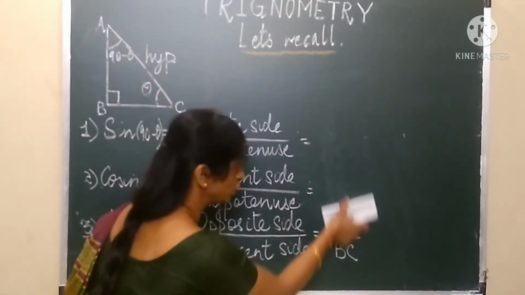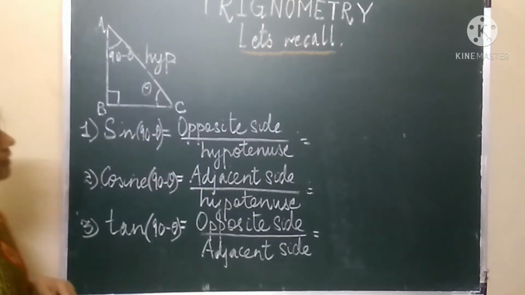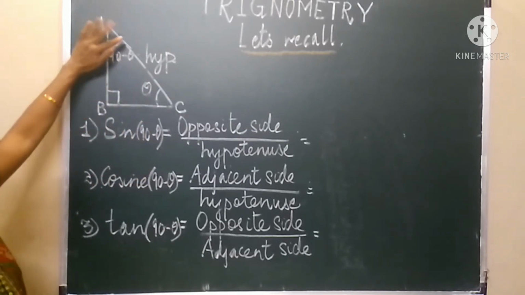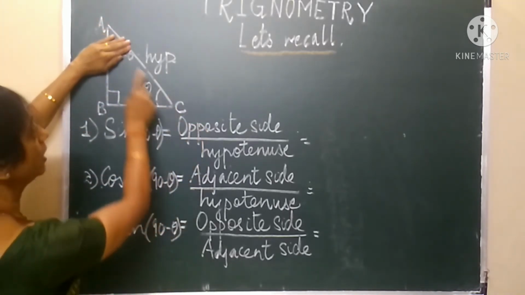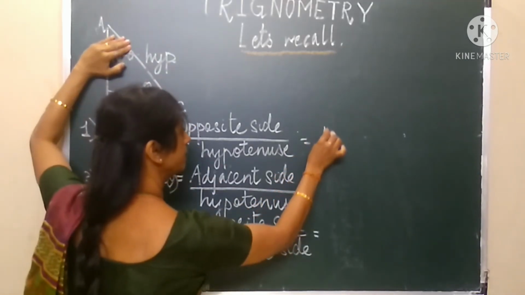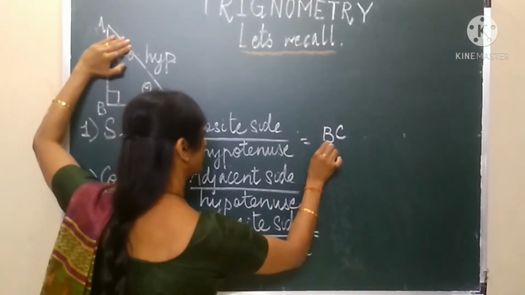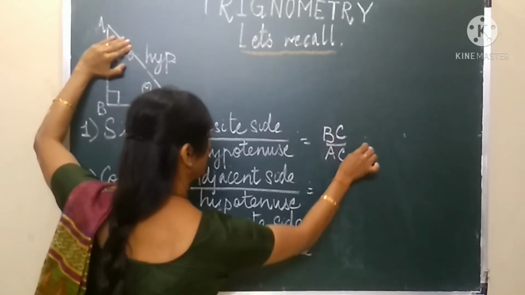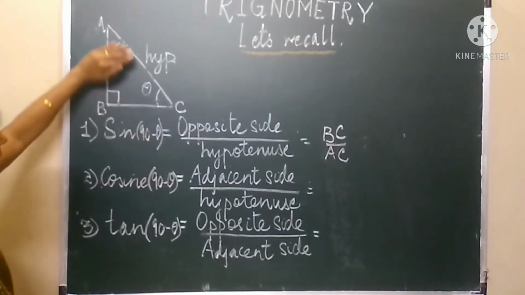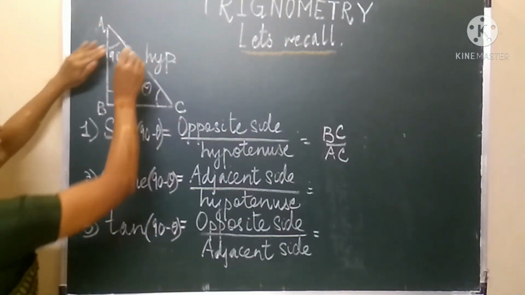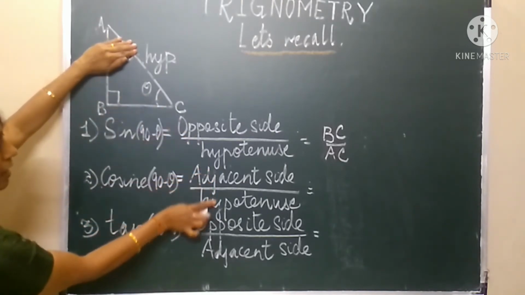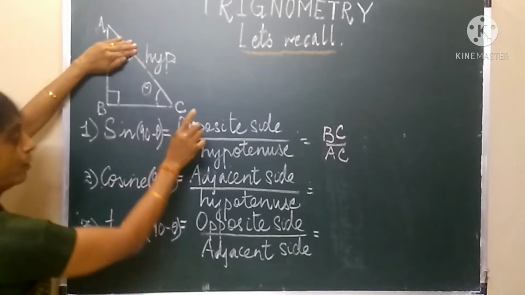So, our values will change as our acute angle is different. Okay? So, let's find out sine of 90 minus theta. This angle. Again the same formula. Opposite side upon hypotenuse. So, that will be BC upon hypotenuse. That is AC. Right? Let's move on. Cos of 90 minus theta. Cos is what? Adjacent side upon hypotenuse. So, AB upon AC.